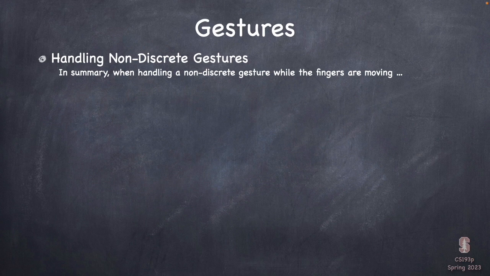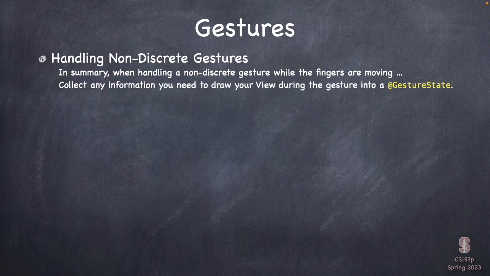Here's a summary of how to think about handling these non-discrete gestures, now that you've seen all that. The first thing is you're going to collect all the information that you need to draw differently while the gesture is in motion into an @GestureState. That's what it's for, right? Things that you need to know that are changing while the gesture is happening. That gets put into your gesture state. Sometimes it's the same thing as the value you're getting back, like the pinch.